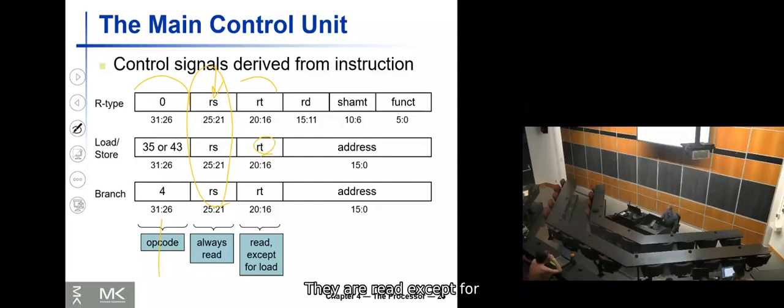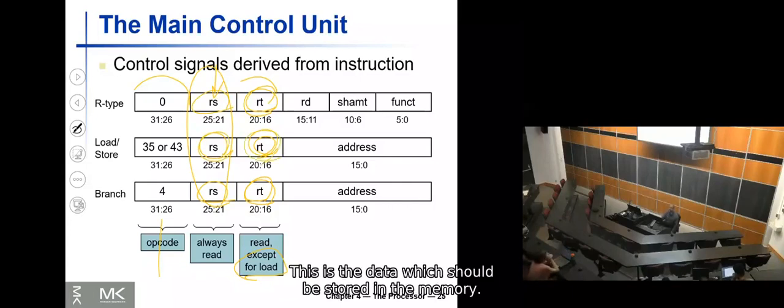They are read except for the load. In a branch you read these two and then compare them. In R-type you read these two and do some operation. But in load you read this one, calculate the address, and the data coming from the memory you store in this register. In a store also, you read this one and calculate the address. You read this one, which is the data that should be stored in the memory, and then you store.